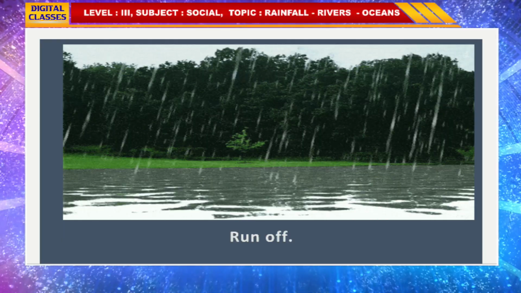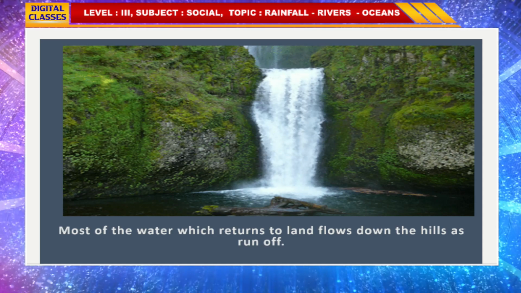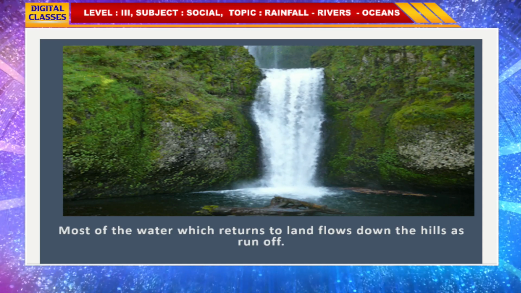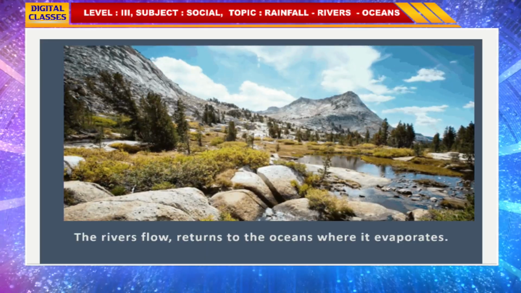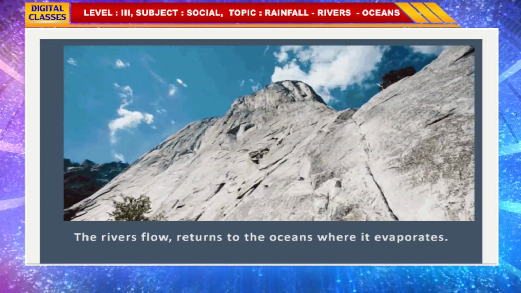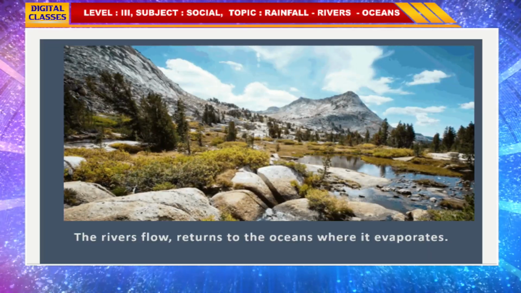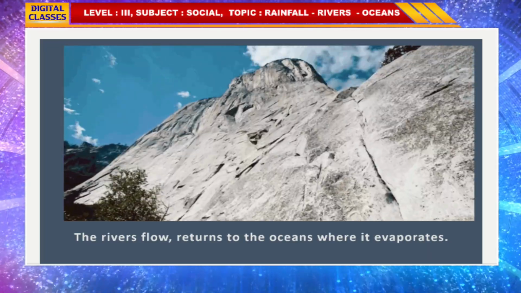It is called runoff. Most of the water which returns to land flows down the hills as runoff. The river flow returns to the ocean where it evaporates. Now children, this is about the water which falls on the sloping surface. Now let us learn about the water which falls on the flat surface.